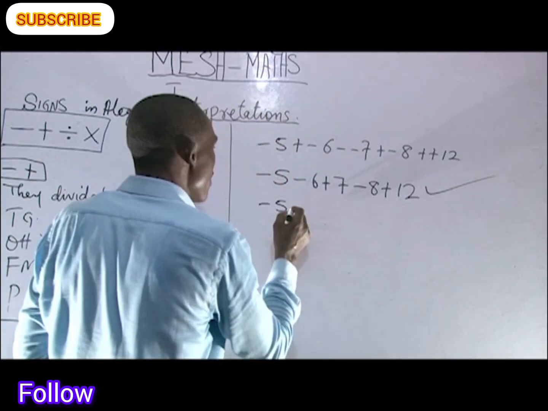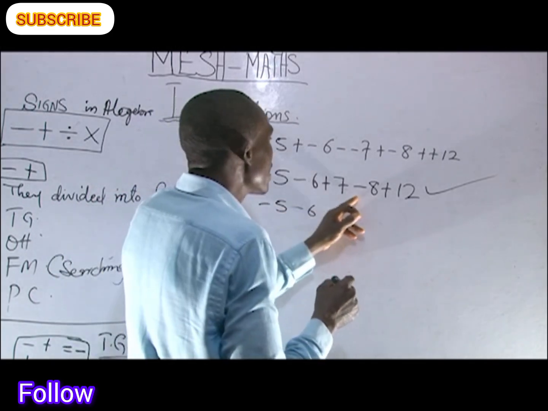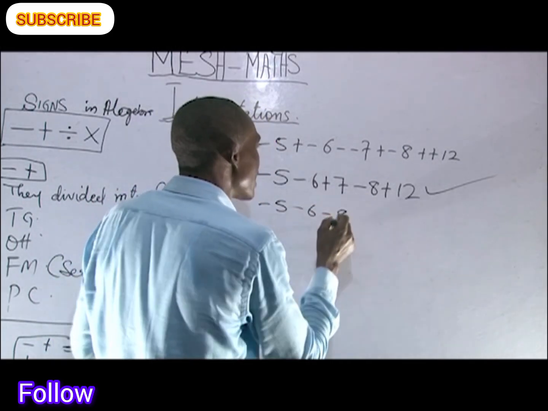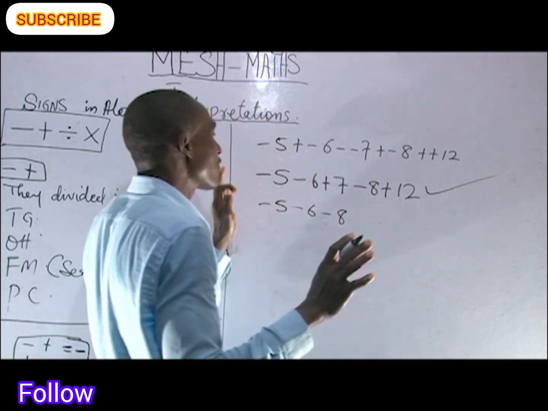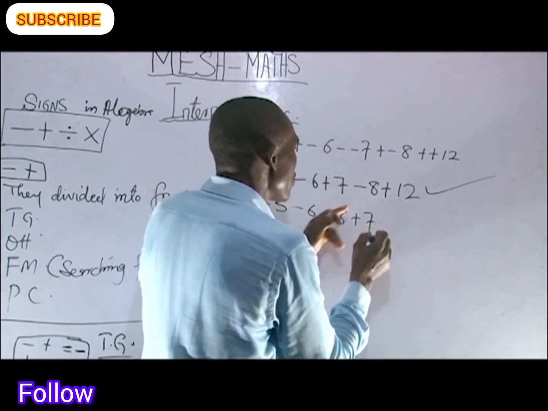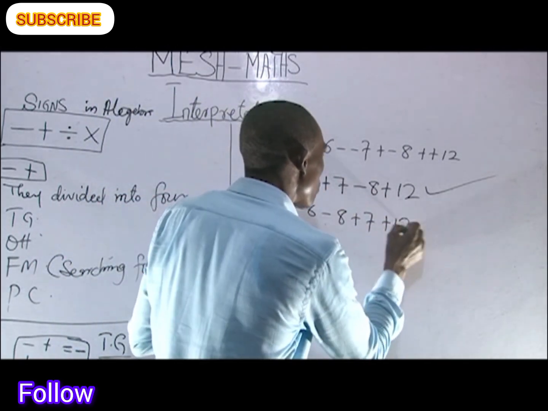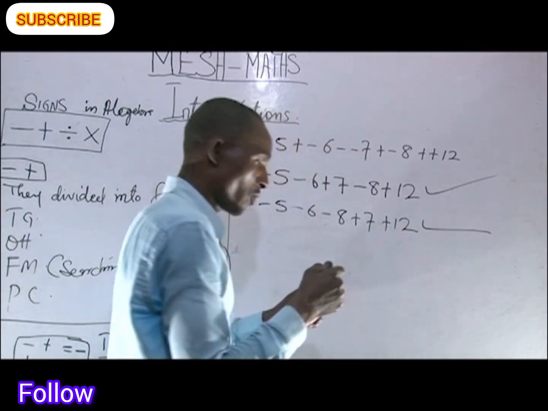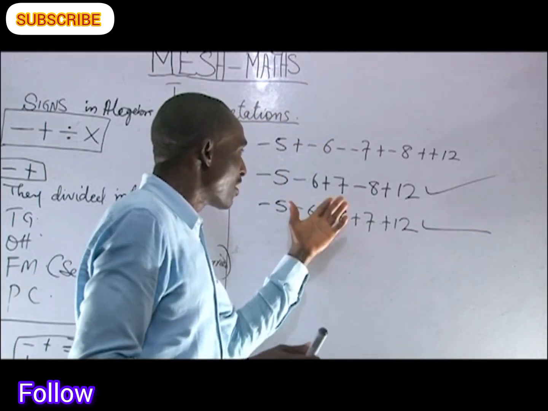Now, owing 6. Another owing again. Yes, owing 8. Another owing. Oh, the owing has finished. What is the first having? Oh, having 7. And another having? Yes, having 12. Brother, you have gotten a wonderful mark for yourself. Yet, you are not settled.